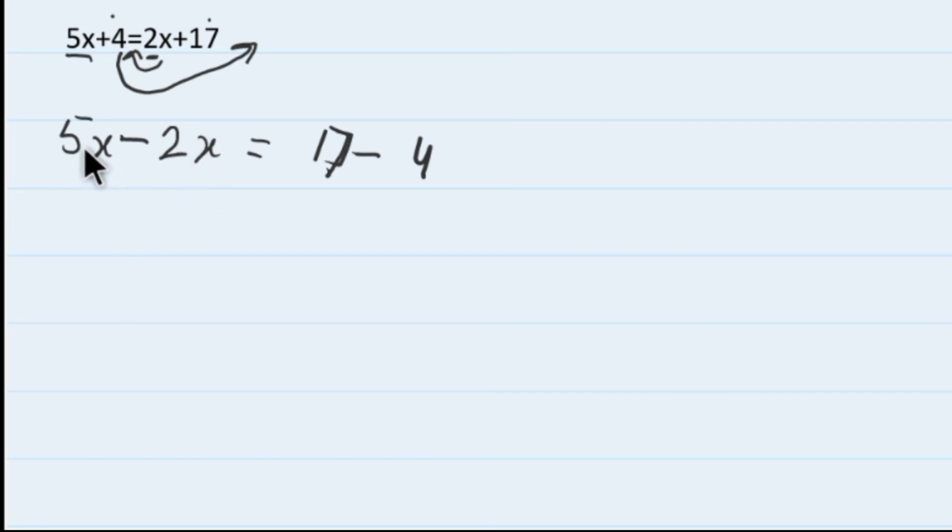Since we have isolated the like terms on each side of the equation, we simplify them by simply adding or subtracting. 5x minus 2x is 3x, and 17 minus 4 is equal to 13. Now what would be the value of x? For this, we see the next step.